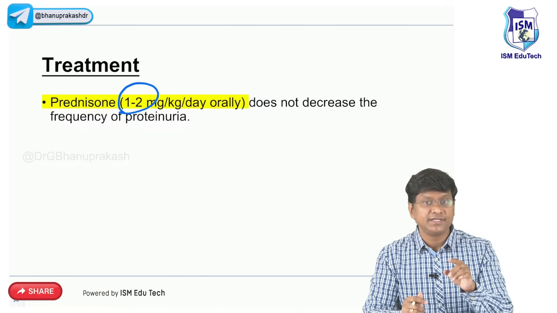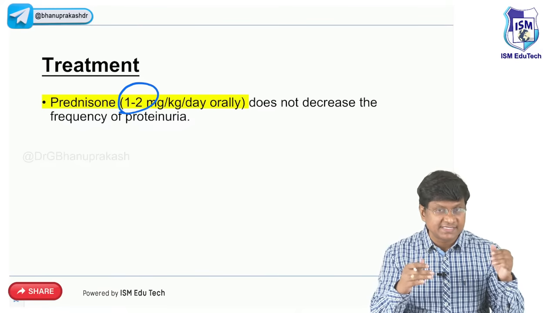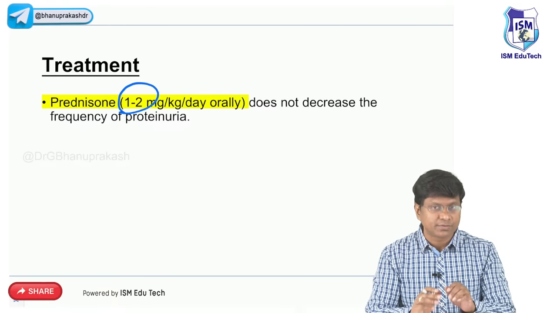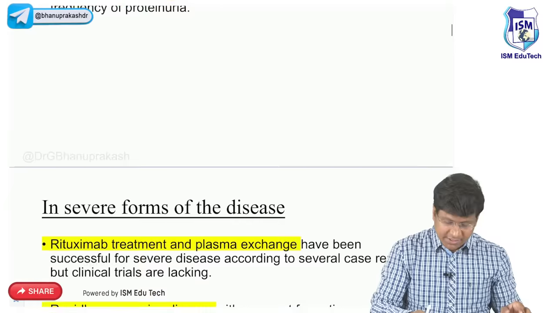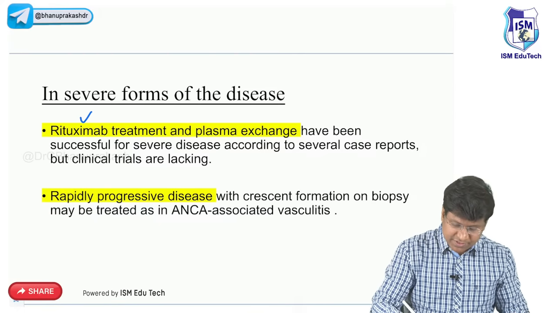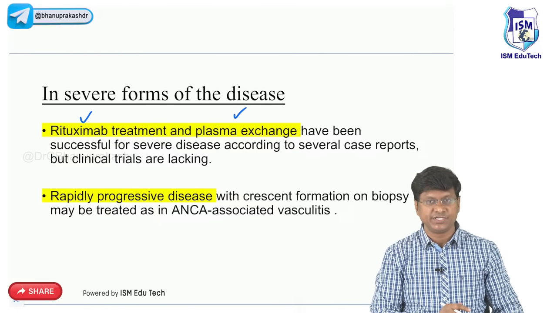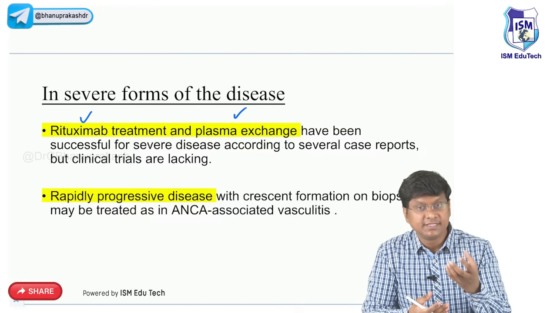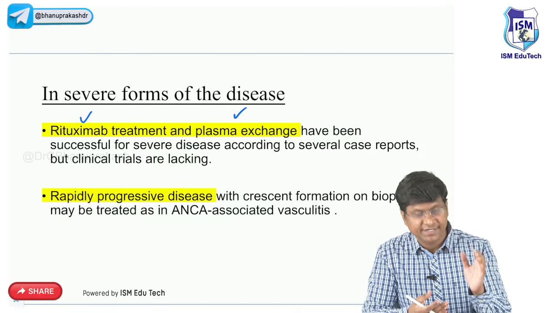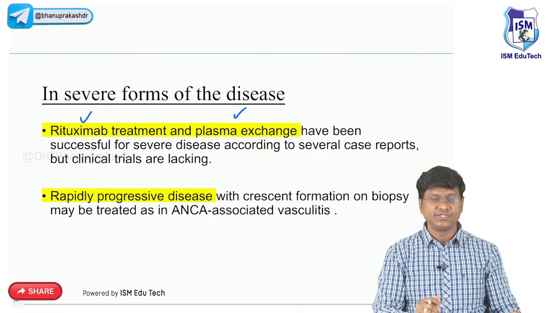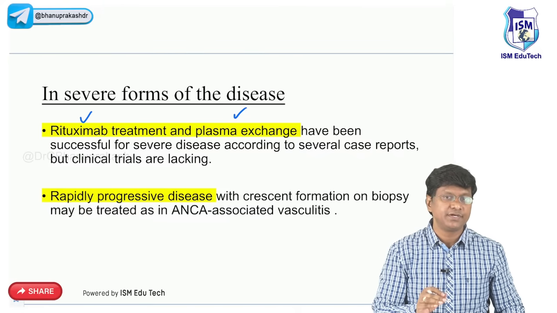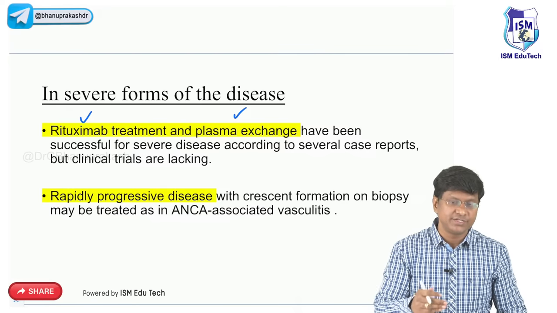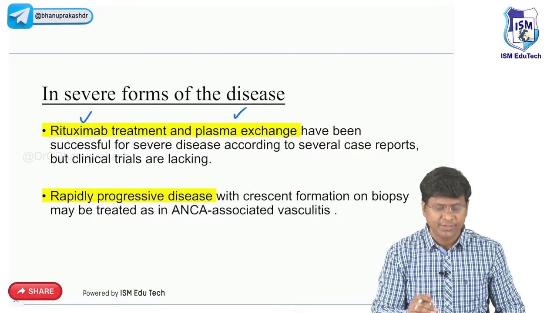But the only point is, whenever the individual is having a severe form of disease, where the individual is unable to tolerate the prednisolone, then what are the alternative therapies? The alternative therapies we have are rituximab as well as plasma exchange. Now, the advantage of doing plasma exchange is that the immune complexes containing IgA will be taken out by plasma exchange. And what is the other alternative drug in case of severe form of the disease? That is rituximab. Next to prednisolone, the next important drug will be rituximab.